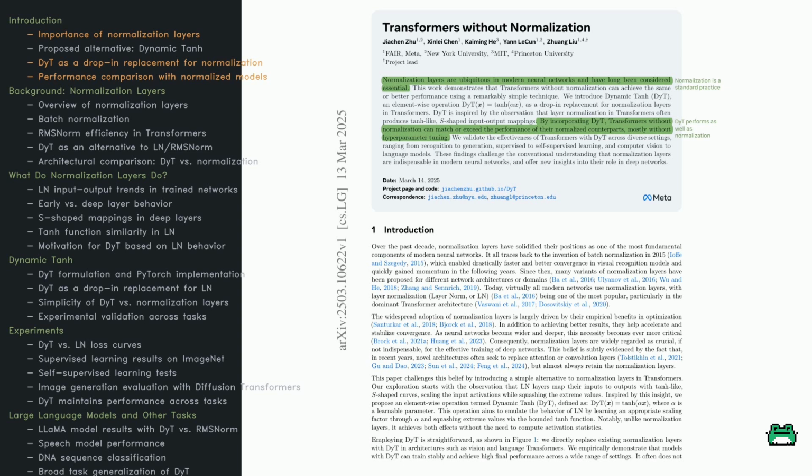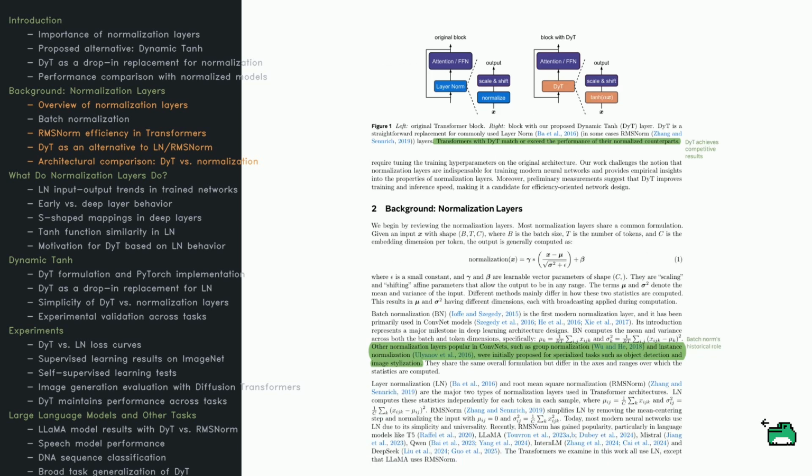The rest of the paper digs into how Dynamic Tanh works and tests it across a variety of tasks, from vision transformers to large language models, LLMs, to see if it really holds up. When we train deep models, the activations can fluctuate wildly. That's the main reason normalization layers were introduced. They keep everything in check by adjusting values based on statistics like mean and variance.